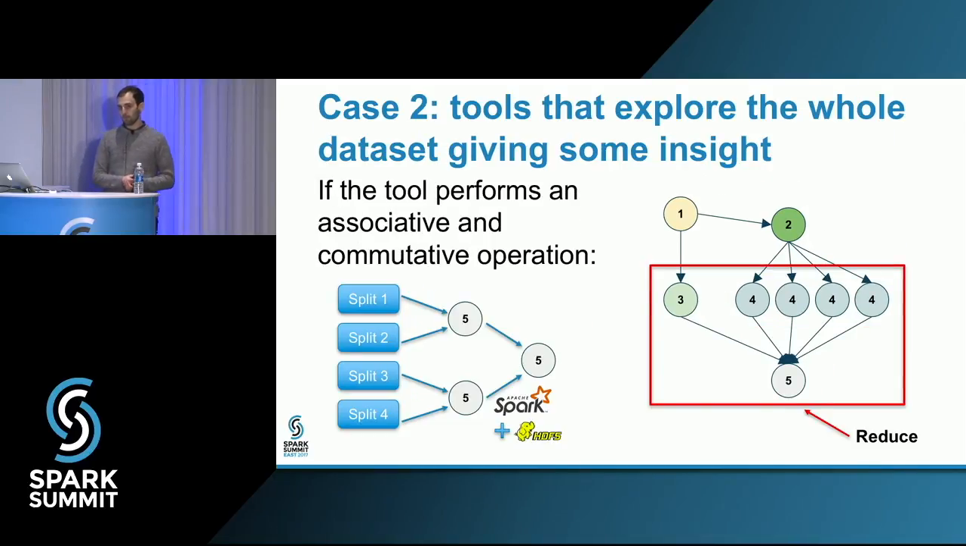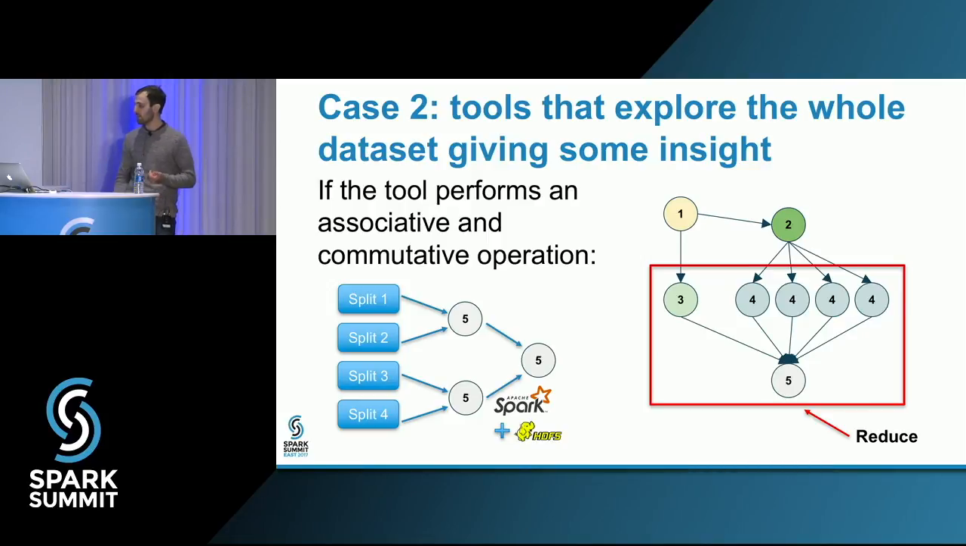Case number two, tools that have to explore the whole data set in order to give you some insight. And of course, you can't always parallelize this kind of tools, looking at them as black boxes like I'm trying to do here. But there is at least one case in which you can do this. So if your tool performs an associative and commutative operation, you can do this trick here.